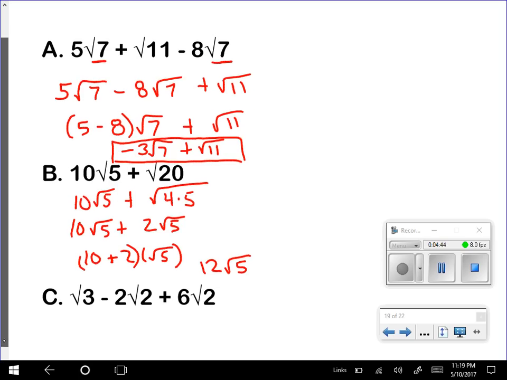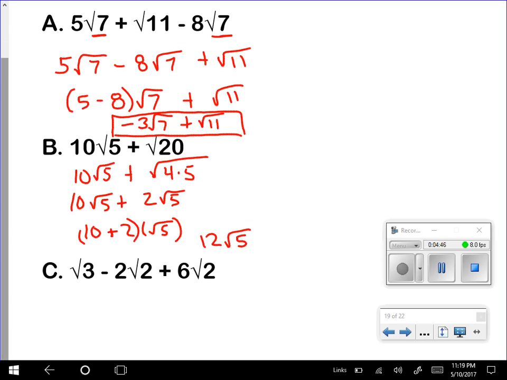Okay. Hopefully you're kind of picking up some of this as we go. All right, so let's look here. We have the square root of 3 minus 2 times the square root of 2 plus 6 times the square root of 2. So look for your like radicals. That would be my 2's there. So what I have is negative 2 plus 6 is what I'm going to be bringing together. So negative 2 plus 6 times the square root of 2, because these are my like radicals. So square root of 3 plus 4 times the square root of 2.